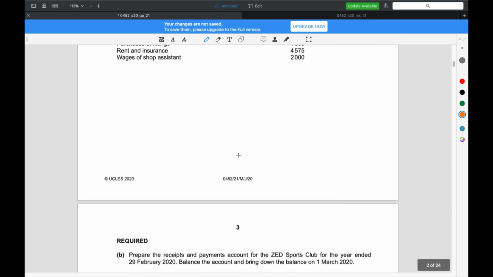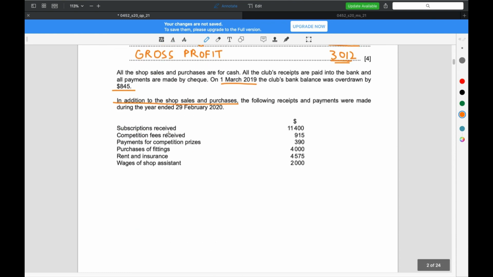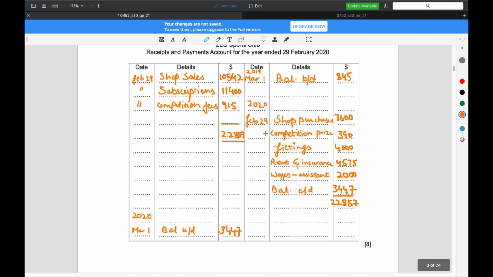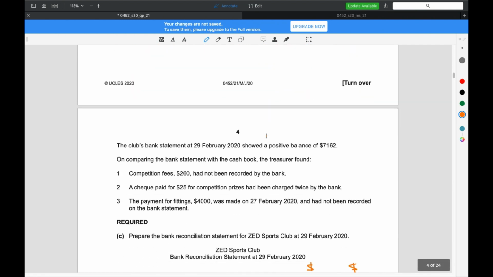This was really easy. Basically you just had to write everything down. It was really simple. Receipts are over on the debit side, and then the payments are on the credit side. Technically the receipts and payments account is your bank account, so you can treat it as that.